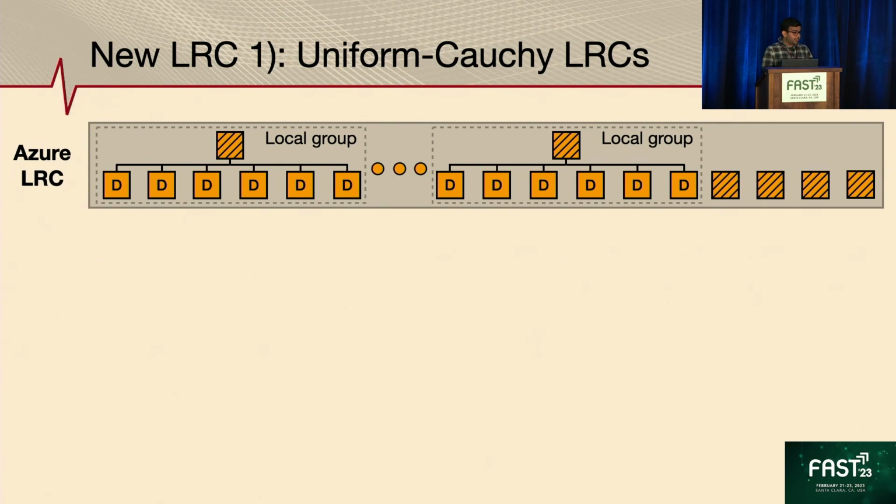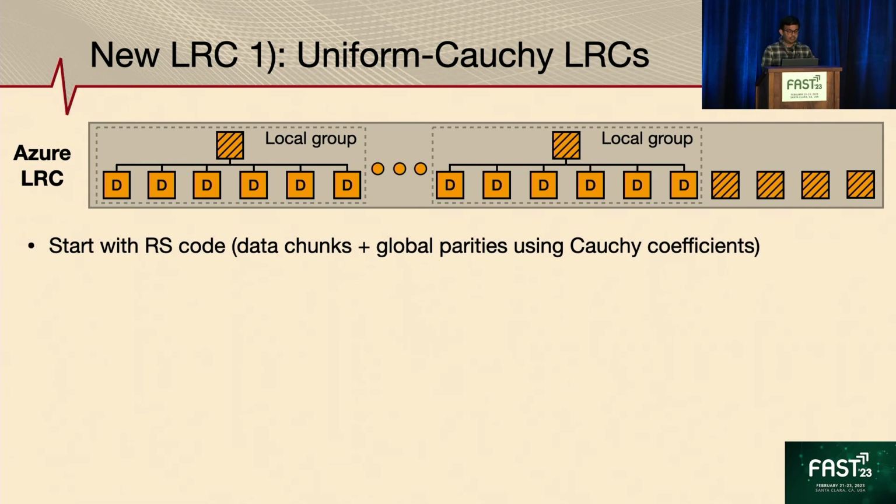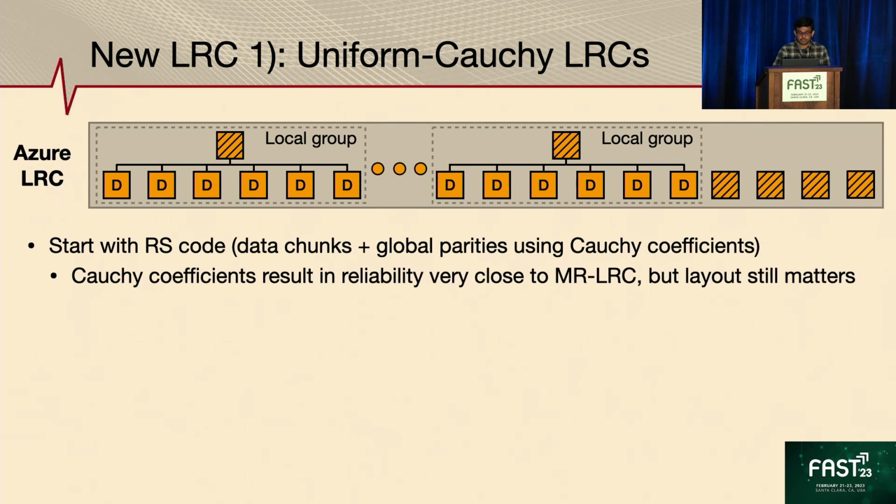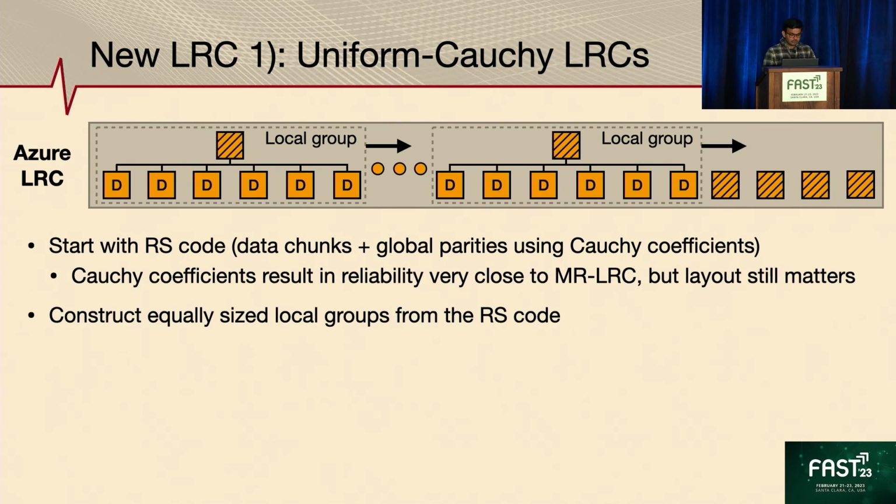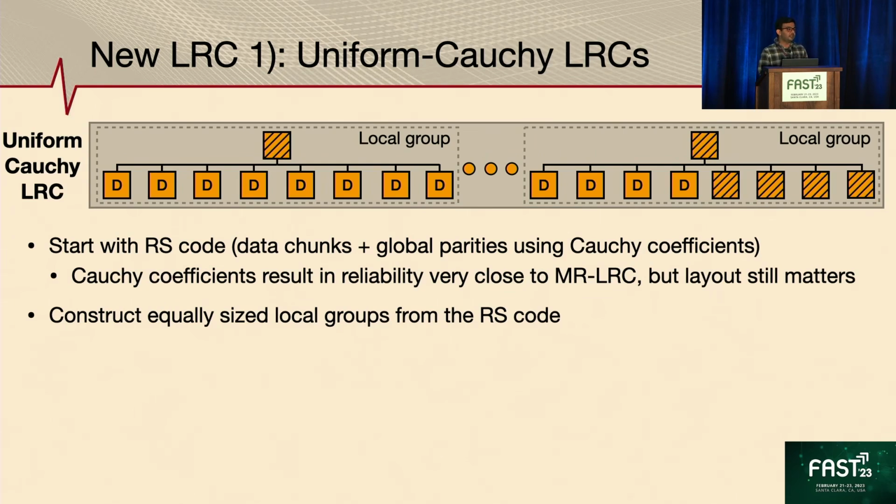So in response, in this work, we designed 2 new LRCs. The first is the Uniform Cauchy LRC. We start with an Azure LRC, which is built by starting with a regular Reed-Solomon code, data chunks and global parities, which are constructed using Cauchy coefficients. I'm stressing this because Cauchy coefficients are a conscious choice, because they result in reliability very close to maximally recoverable LRCs, but layout still matters. Now, instead of having these local groups only span data chunks, you expand all of the local groups slightly such that they also cover the parity chunks.